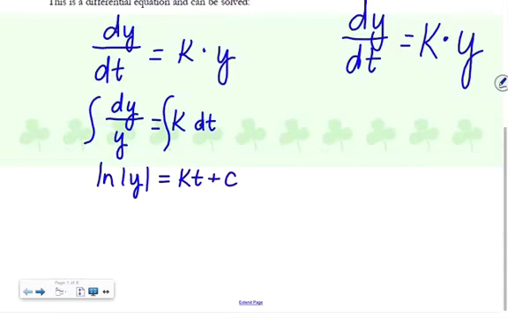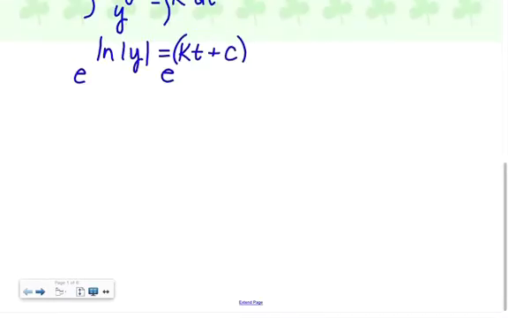What can we do to both sides to solve for y? Raise it to the e, put the e under it. It's called exponentiating. We're basically making the sides exponents, and our new base is going to be e, because what is e to the ln of the absolute value of y? The absolute value of y. Just the absolute value of y.